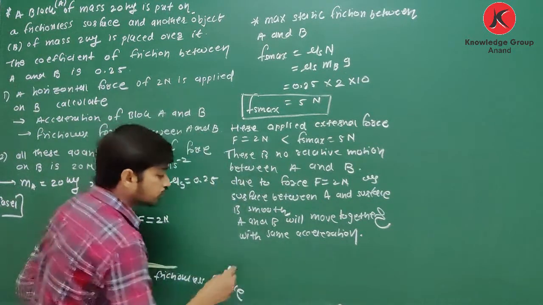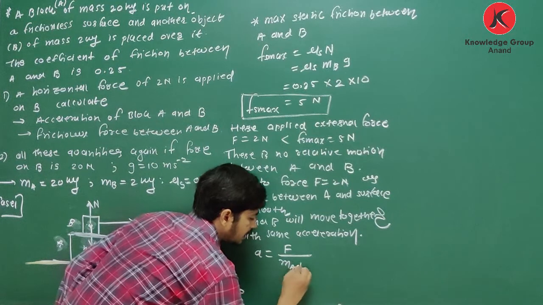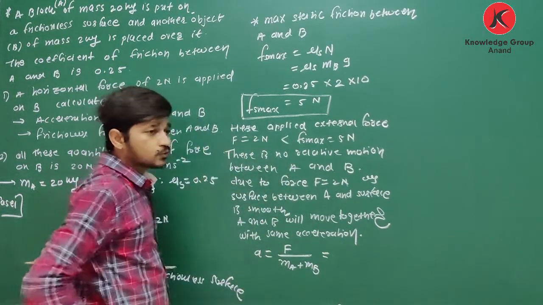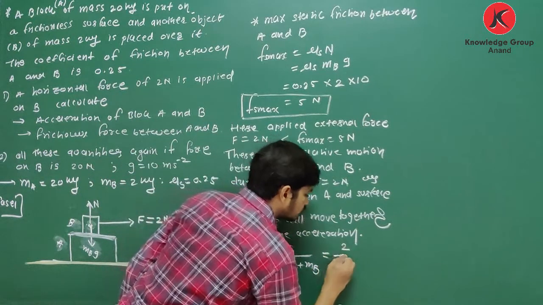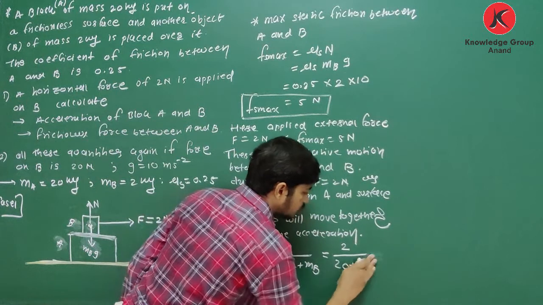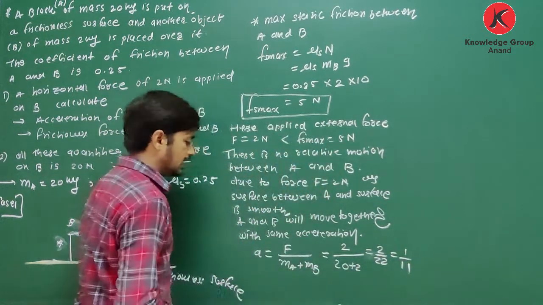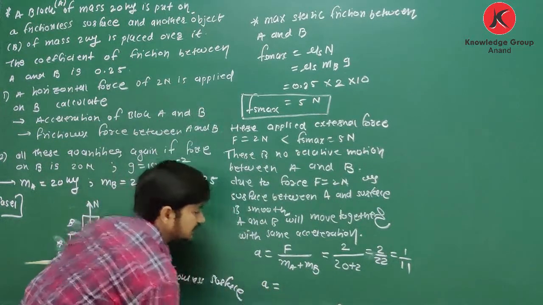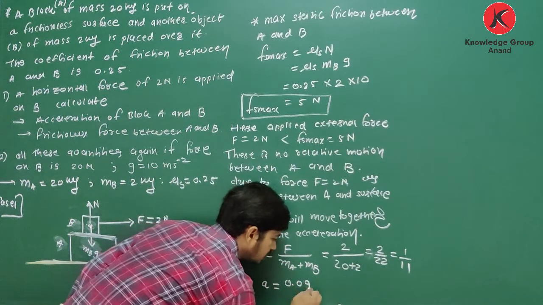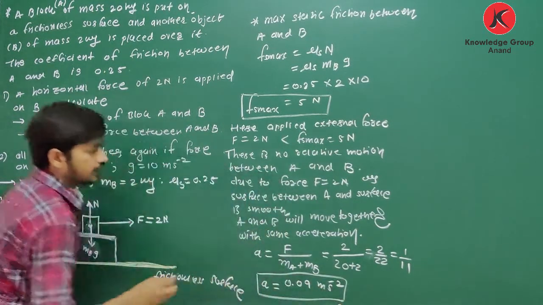Then how to find their acceleration? As they are moving together, acceleration a is equal to force upon mA plus mB. What is the force? The force is 2 Newton, divided by the total mass, which is 20 plus 2. So it is 2 by 22, that is 1 upon 11. So the acceleration is 0.09 meter per second square.